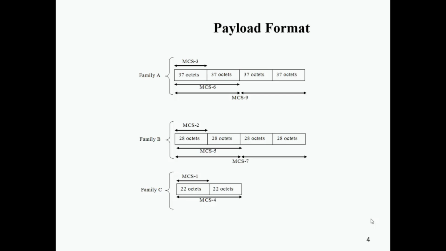In family B we have MCS2, MCS5 and MCS7. The size of MCS2 is 27 octets. The size of MCS5 is double that of MCS2, and the size of MCS7 is double that of MCS5. In family C, we have MCS1 and MCS4. The size of MCS1 is 22 octets, whereas MCS4 is double that of MCS1.